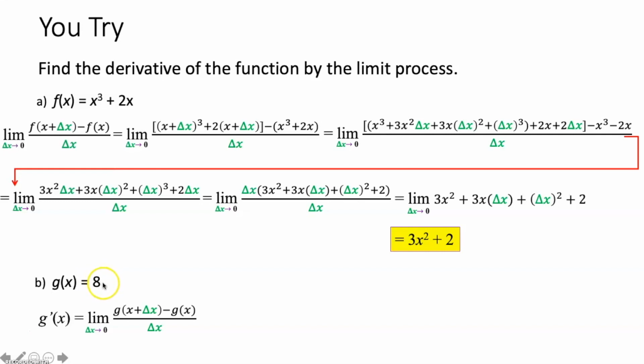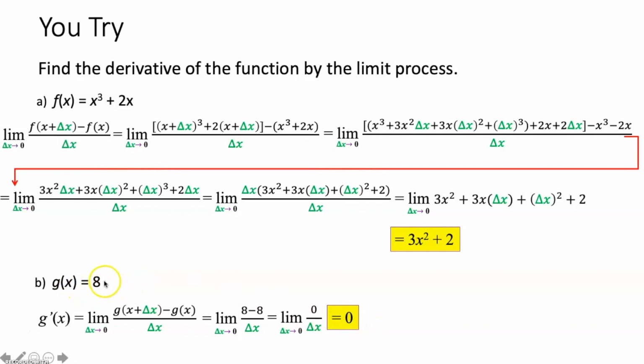So now we take x plus delta x and we plug it in the function anywhere we see an x. Oh, we don't see an x over here. It's just 8. So this is just going to be 8. And then g of x is just 8. So we end up getting 8 minus 8 over delta x, which is just 0 over delta x, which is just 0. So that means that the derivative of this function, g of x is equal to 8, is just 0.